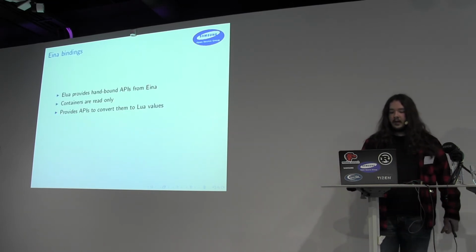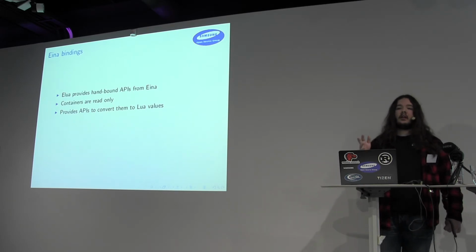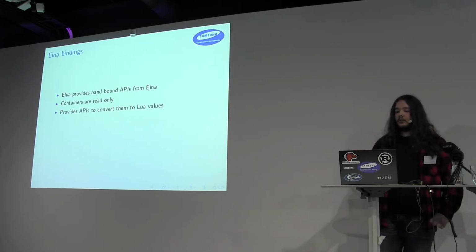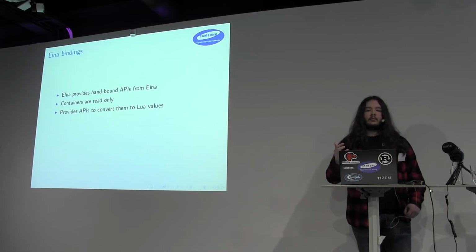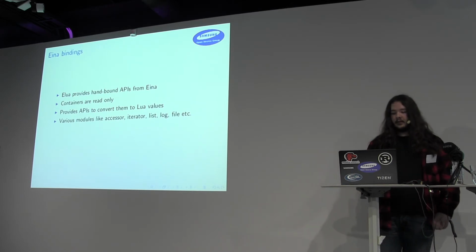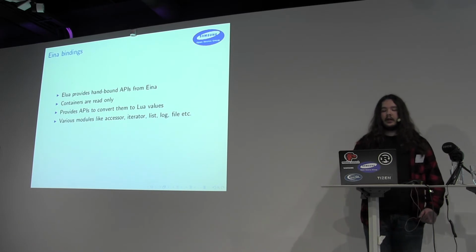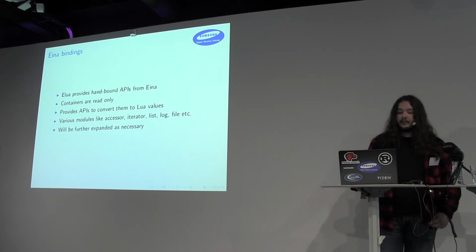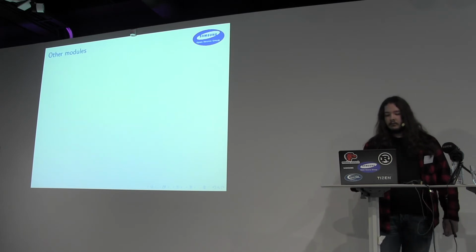I already talked about this, so they provide simple Lua APIs. They feel like Lua objects, basically. So if you have the C list or C hash table or anything, it provides a sort of metatable-based interface to actually feel right. We have many of these, like accessory, iterator, list, log file, and others. It will be expanded as we need, if we need to.